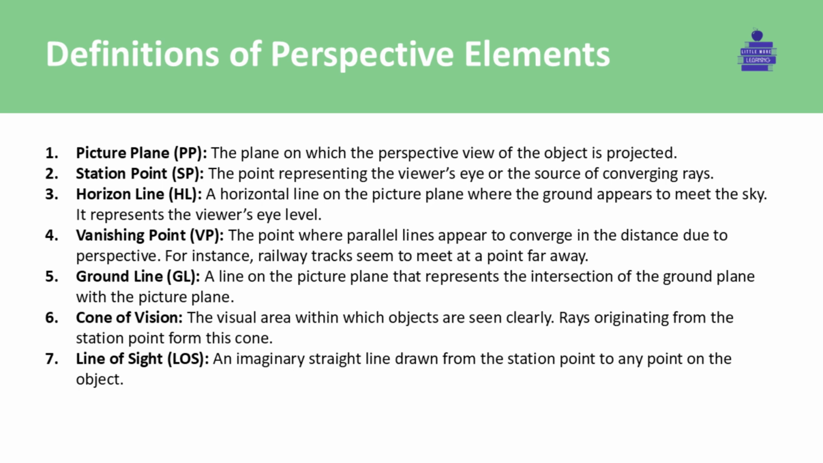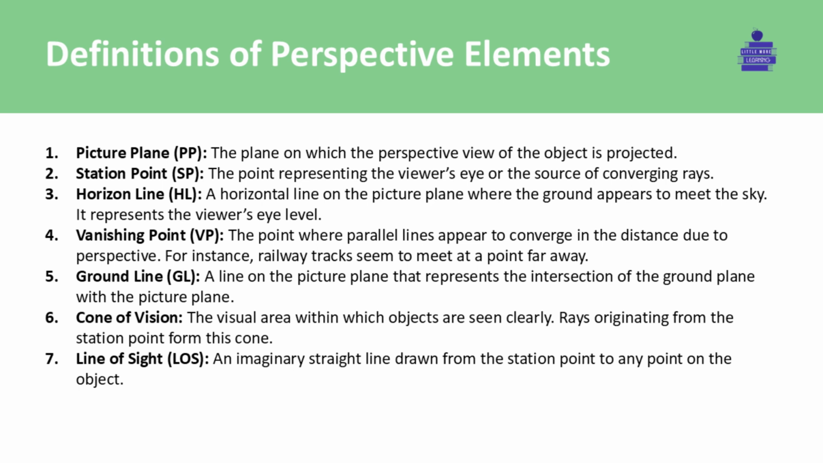One of the most important elements is the horizon line, or HL. If you've ever stood at the beach, you've seen this. It's where the sky seems to meet the earth. In perspective drawing, this line always represents your eye level. Then we have vanishing points, or VP. Have you ever looked down railroad tracks? Notice how they seem to meet at a point in the distance? That's a vanishing point. All parallel lines in your drawing will appear to converge at these points.